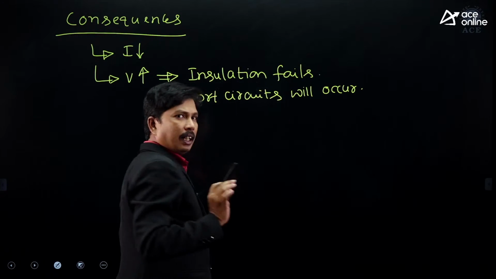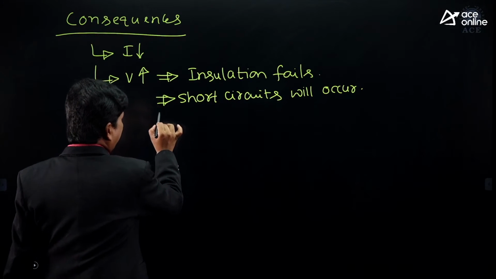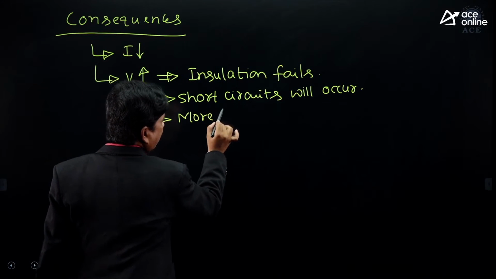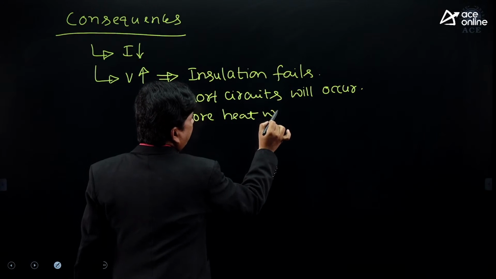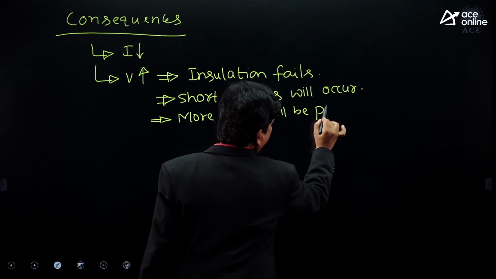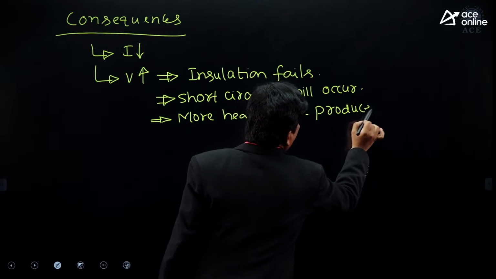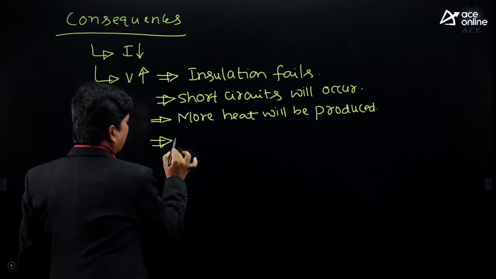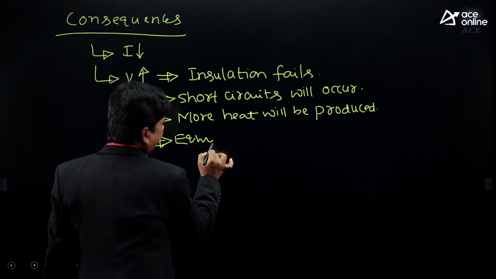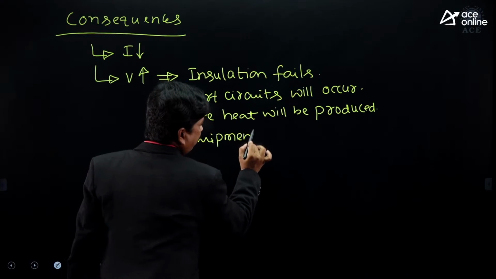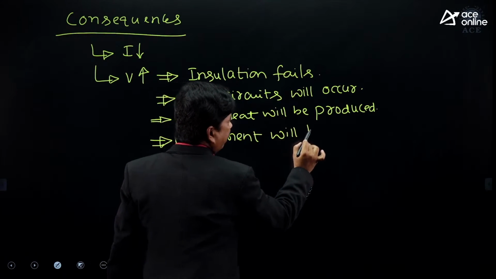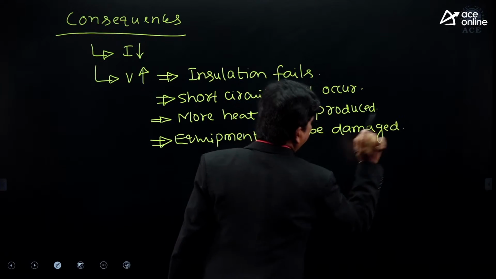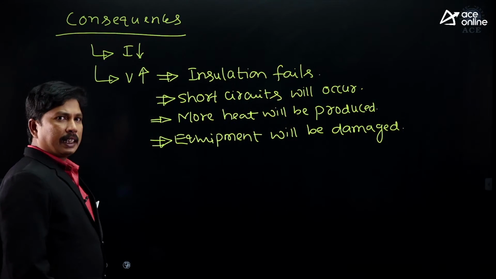Short circuits will occur between the conductors, and because of that, more heat will be produced, so that the equipment will be damaged. Equipment will be damaged. Right, students? So these are the consequences.